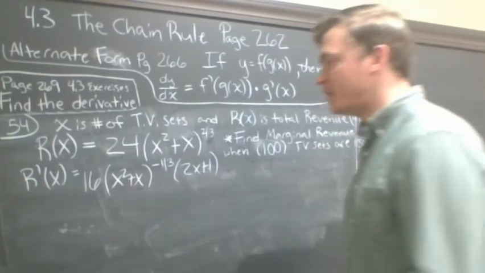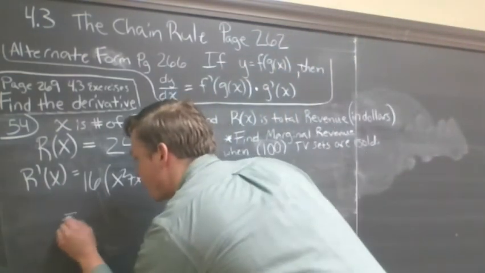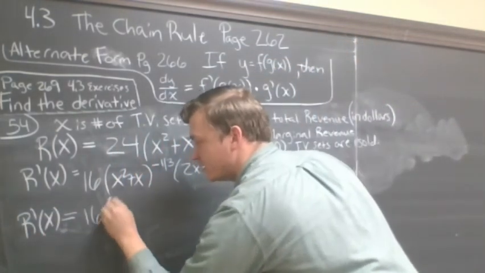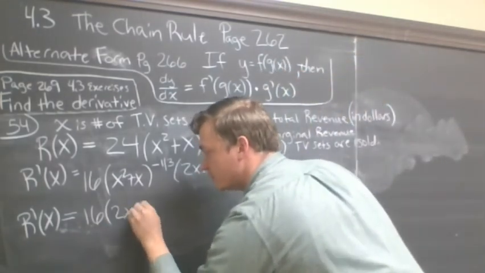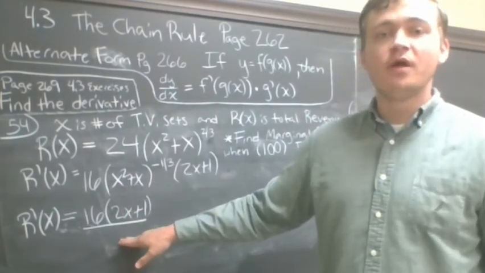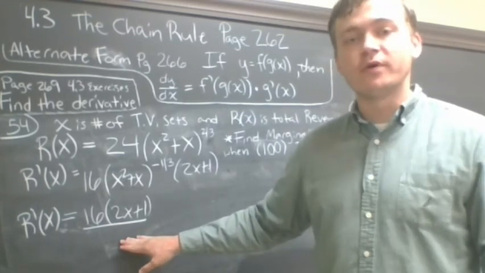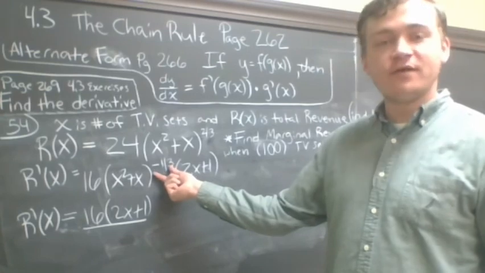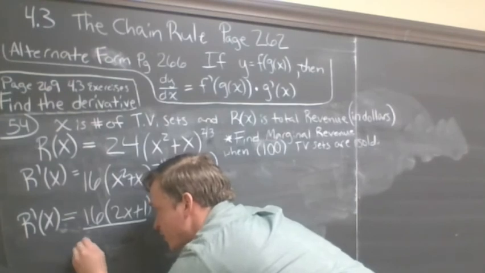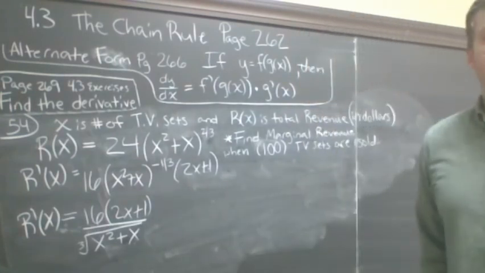We can clean this up a little bit by taking this factor with the negative exponent and placing it in the denominator. So R prime of x, our marginal revenue here, is the factor of 16 multiplied by the factor 2x plus 1, and this is all divided by x squared plus x to the 1/3 power. But remember that if the 1/2 power is the square root, the 1/3 power is the cubic root. So when we take this negative 1/3 and move this factor down here, it becomes positive 1/3, and thus we can write it as the cubic root of x squared plus x. And there we have our formula for marginal revenue.